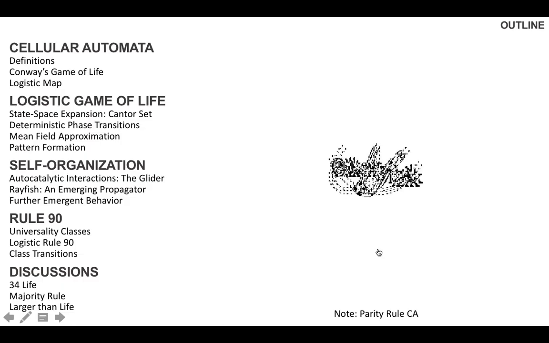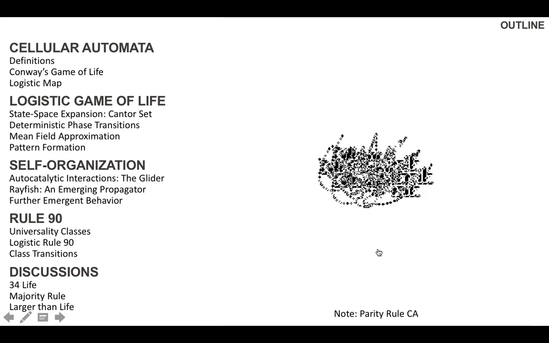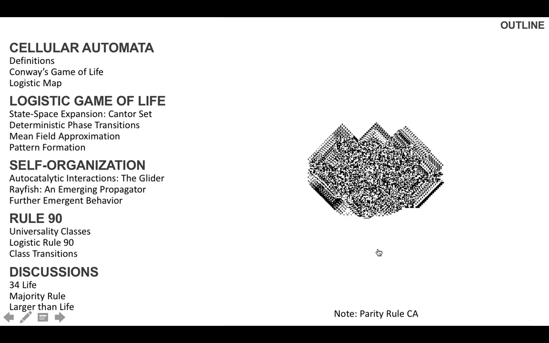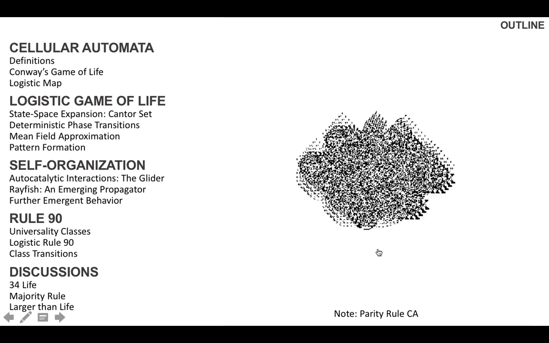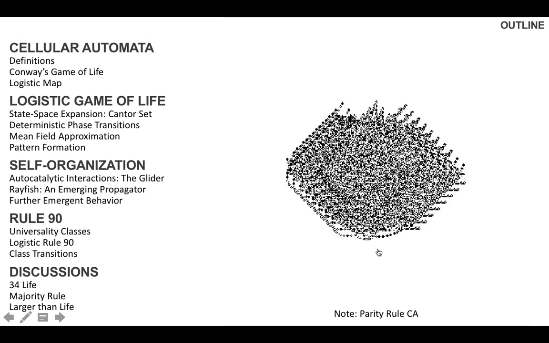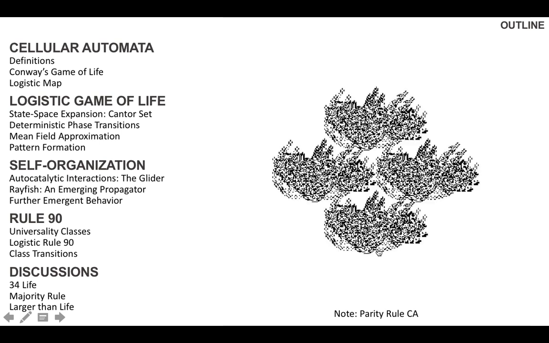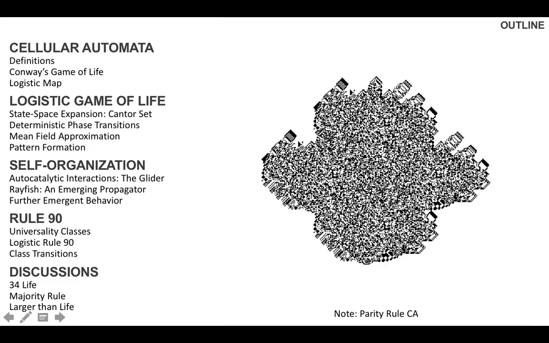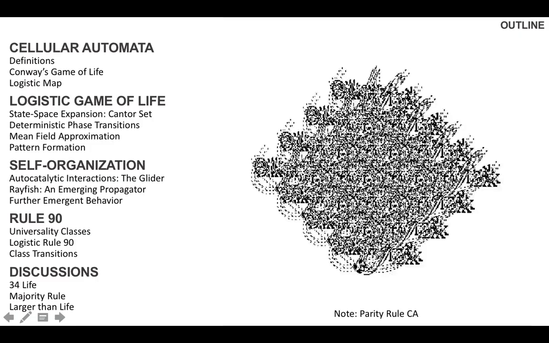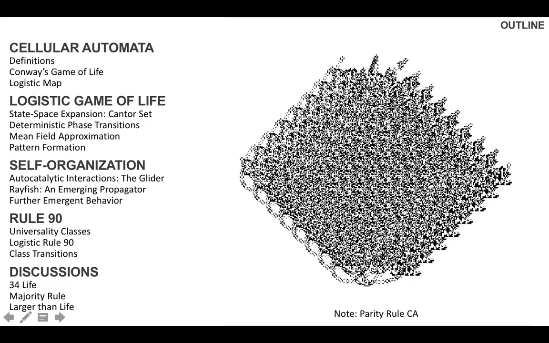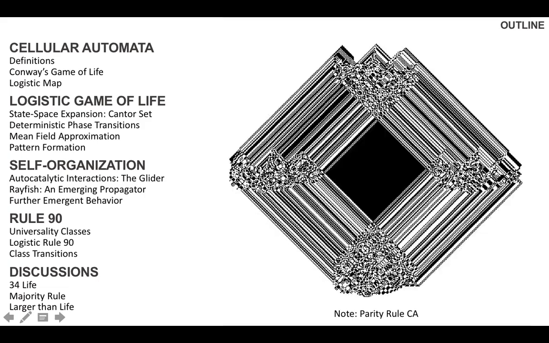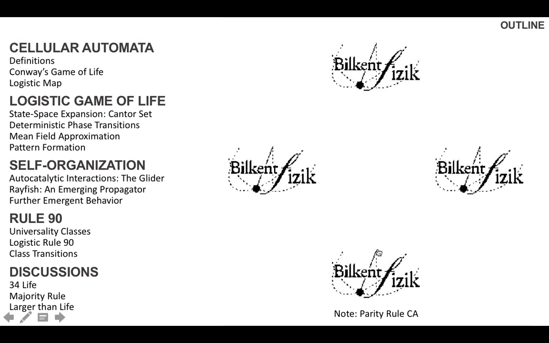So here's a sort of outline. I will start with concepts that are very familiar to many people probably: cellular automata and the logistic game of life. I will describe cellular automata, Conway's game of life, and the logistic map. Then we will present how we bring them together in the logistic game of life. Then we will talk about self-organization and the application of a similar principle in a different automaton, namely Rule 90. And then I will conclude with some discussions.